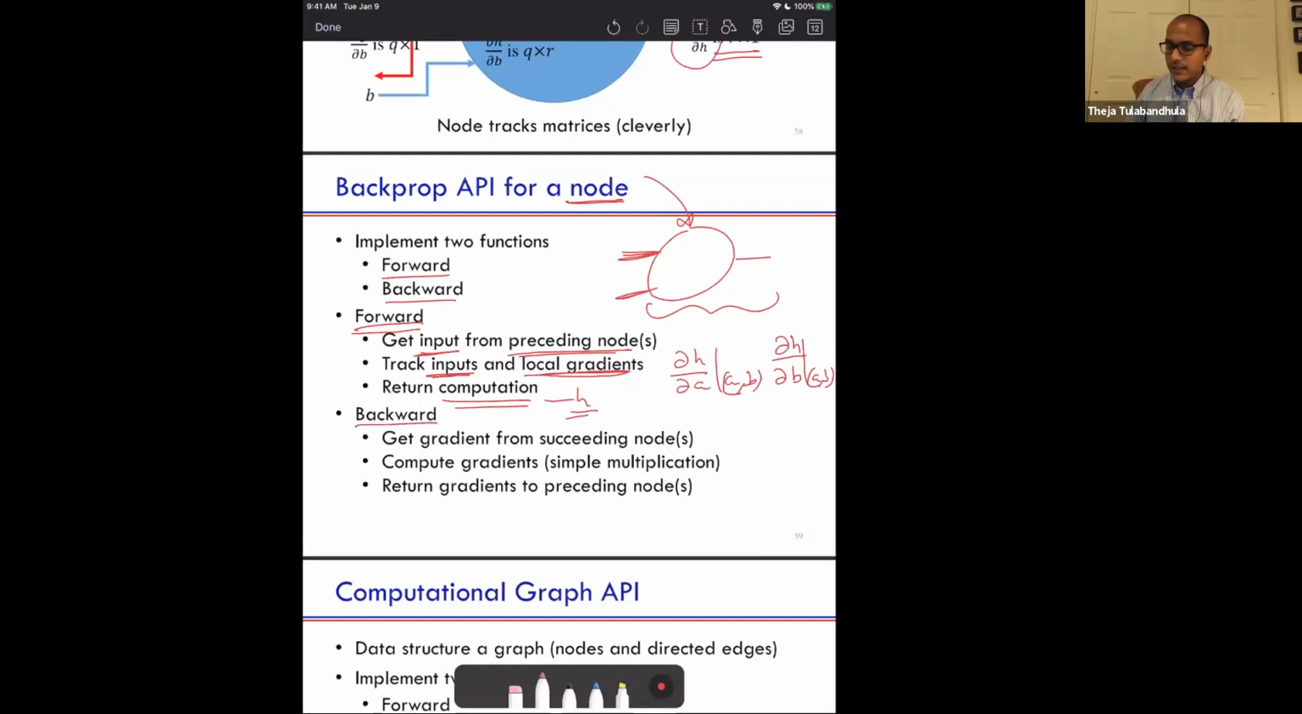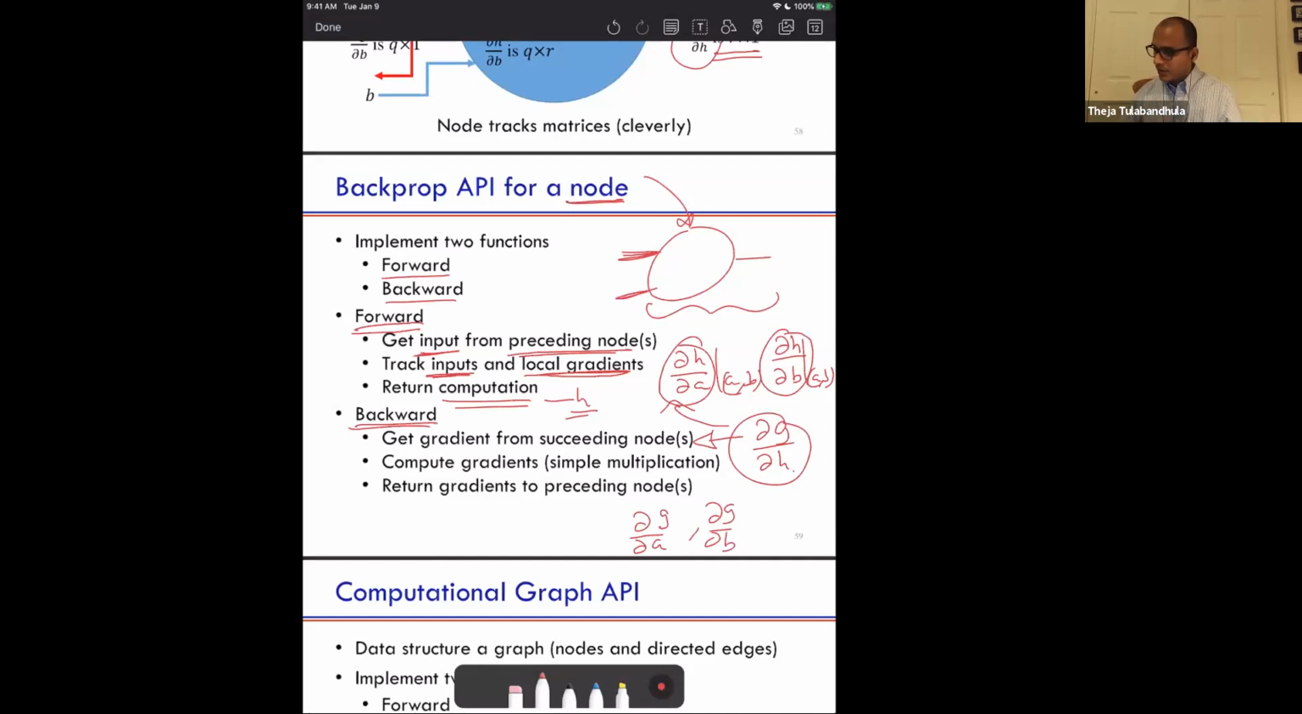Now, a second operation related to this node would be if you get a gradient from the succeeding node. Maybe some node says, oh, I'm the succeeding node, here's the gradient of g with respect to h. Then what you need to do is multiply this with these local gradients and pass it back. So you pass the multiplication back: the gradient of g with respect to a and the gradient of g with respect to b. Okay, so those two additional functions are what you need to have.